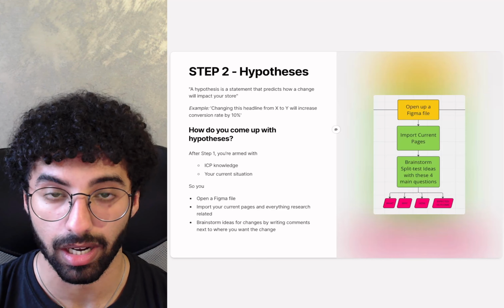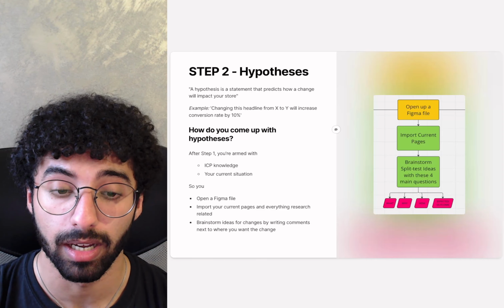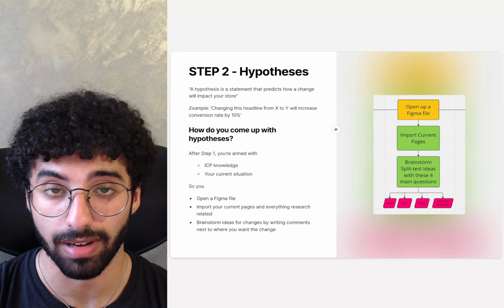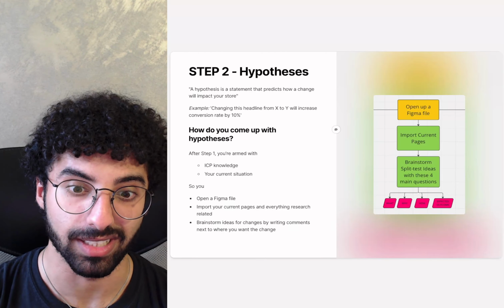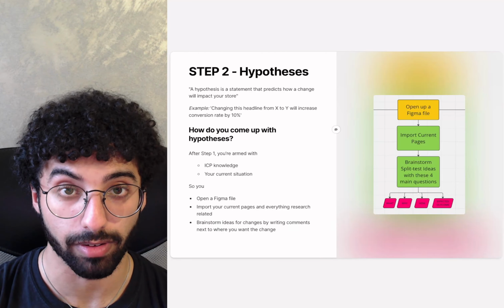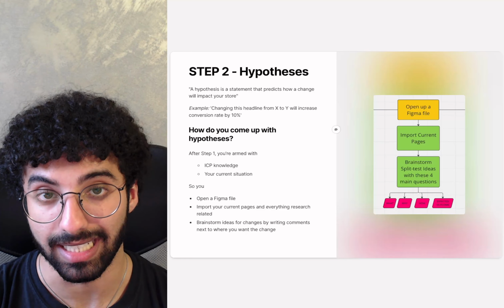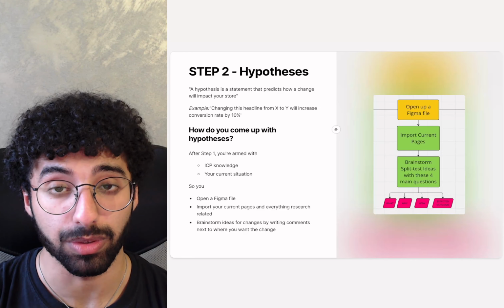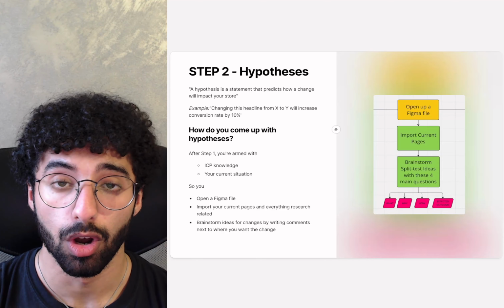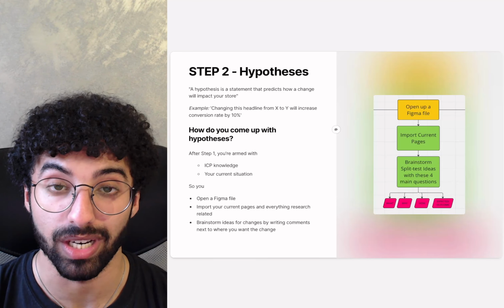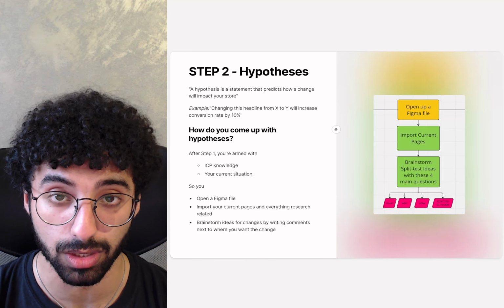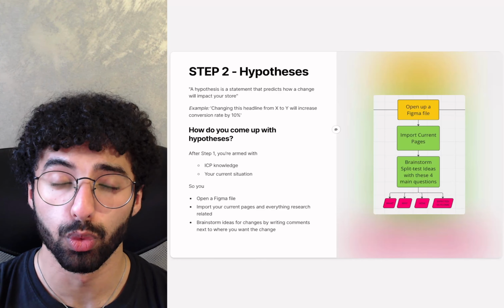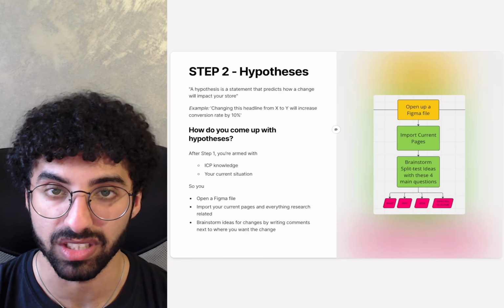So you download Figma, open a Figma file, and import your current pages and everything research related you found in step 1, and you brainstorm ideas for changes based on what you found in the research step and looking exactly at how your store is selling your product. Not just how it's looking, because most brands make the error of focusing 100% on design when it's actually not the thing that moves the needle forward, but rather copy, headlines, how you're selling the product, who you're targeting with the product.